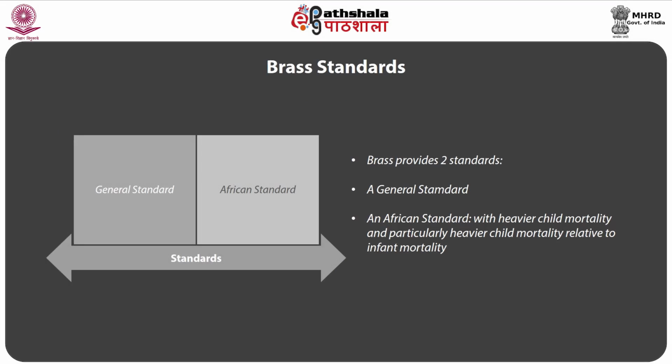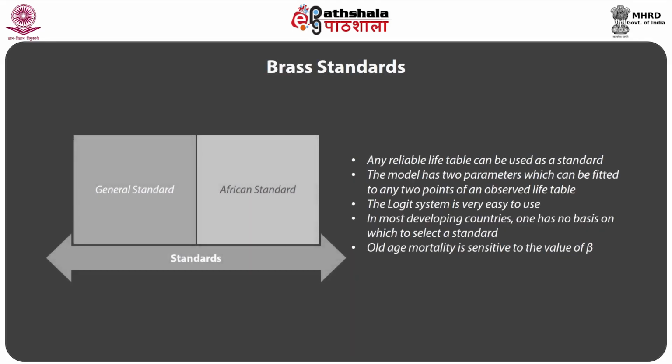Brass provides two standards, a general standard and an African standard with heavier child mortality, and particularly heavier child mortality relative to infant mortality. Any reliable life table can be used as a standard. The model has two parameters given a particular standard and can be fitted to any two points of an observed life table. The Logit system is very easy to use and very flexible given the range of standards that can be adopted. However, in most developing countries, one has no basis on which to select a standard, and the choice of an inappropriate one can give poor results.